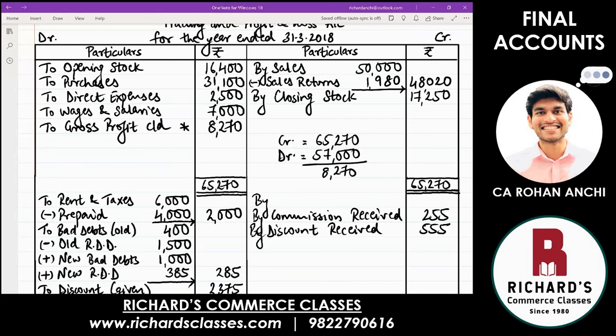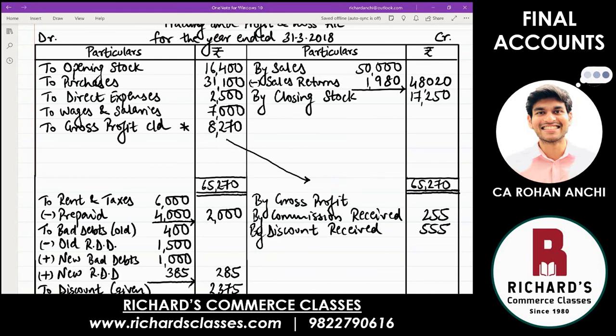And transfer that to the next account, that is profit and loss account. You have left one line there on top on the credit side for that gross profit. On the other side, write down by gross profit brought down. From one side of the account to the other, balance keeps moving. Same figure, 8,270.